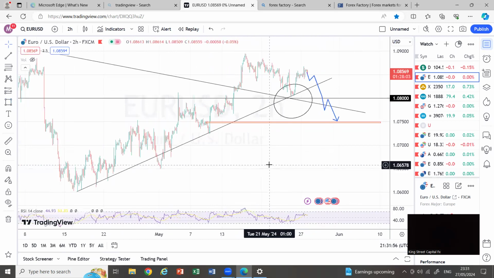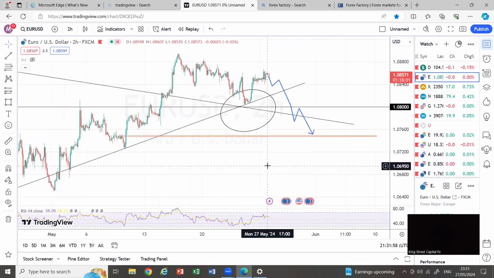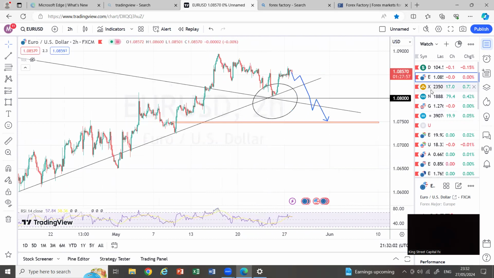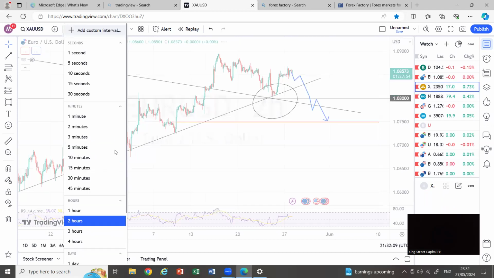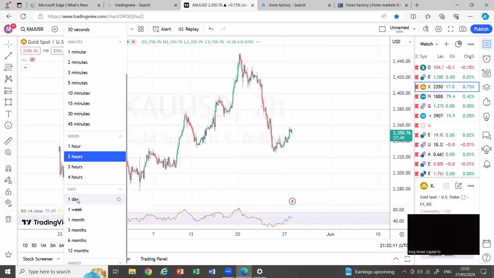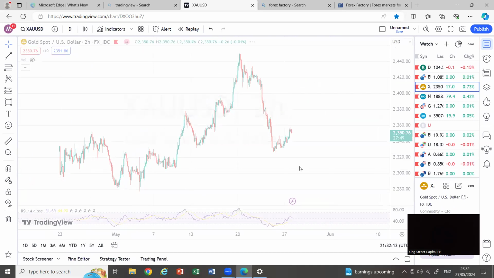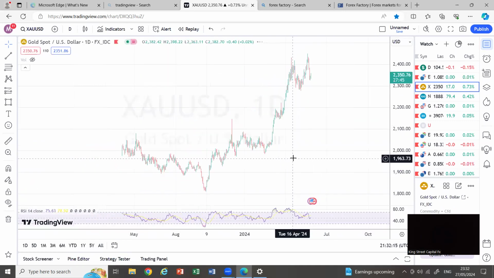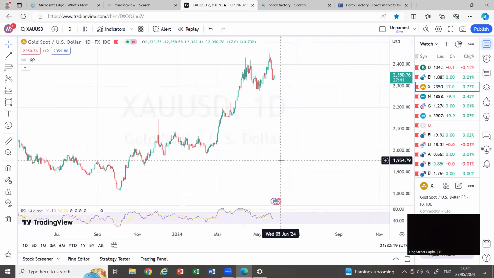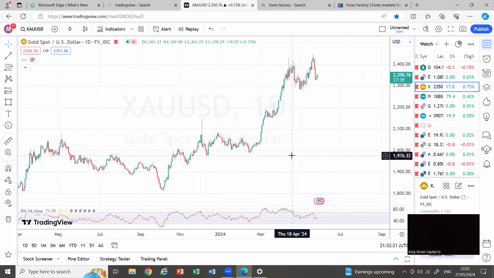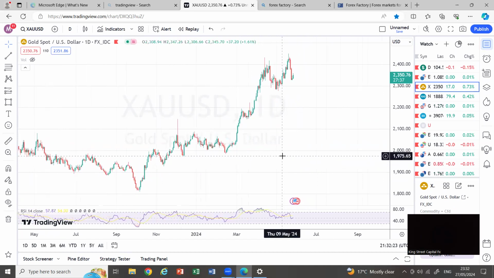This would be our bearish sentiment if we continue towards the downside. But let's move on to gold, guys. Gold has just been crazy, making new highs, and just giving some beautiful patterns here.